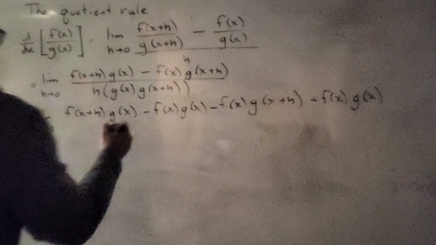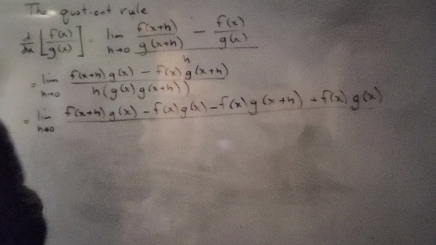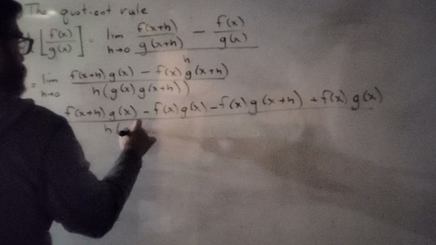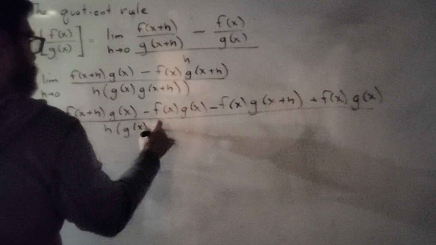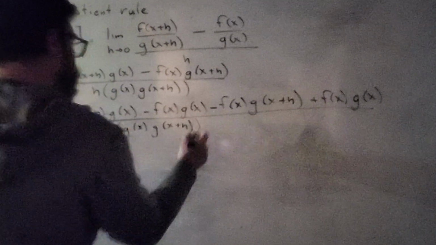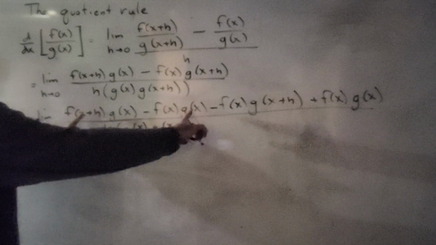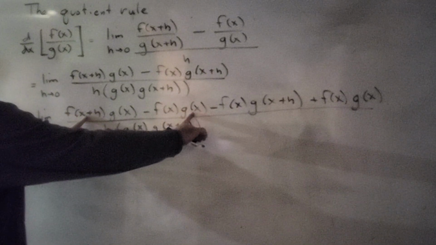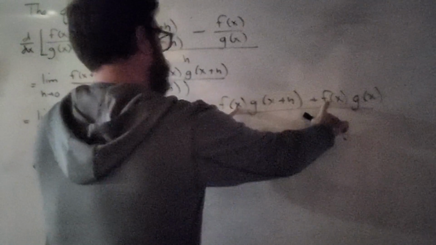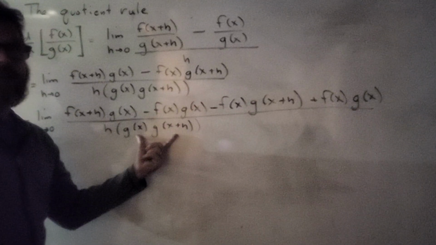Now we still have all of this over our denominator, which is going to be h times this expression. So h times g of x times g of x plus h. All right, now if you notice, what I'm going to do is group these two expressions with h, and also these two expressions with h. And I'll put this in the denominator to hide it out of the way.